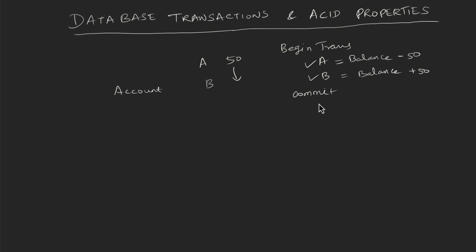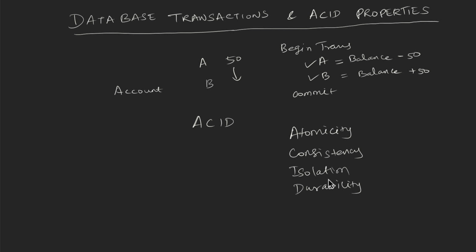Now, any valid transaction must support something called ACID properties. These are 4 different properties that must be supported by any valid transaction. ACID is just an acronym for atomicity, consistency, isolation, and durability. Now let's look at each of them in detail.